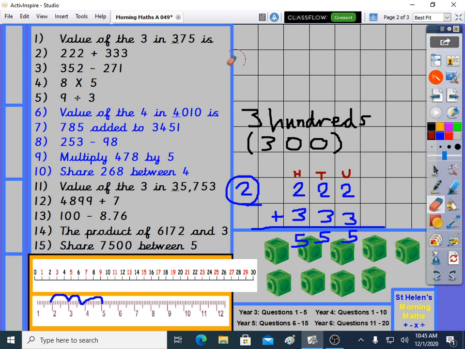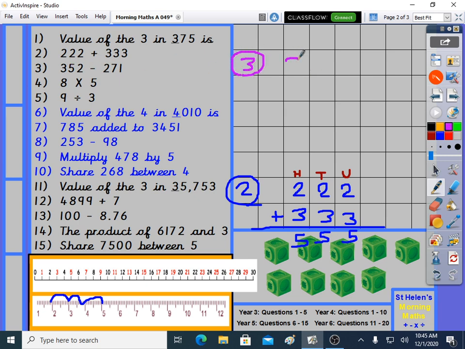Next, question 3. So, question 3 is a minus, like we've been doing lately. Column method for takeaway. 352 takeaway minus 271. 2 take away 1 in the units column is 1. 5 tens take away 7 tens. Well, 5 take away 7 you can't do.